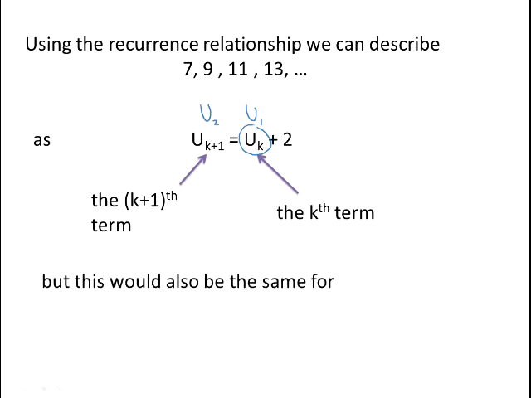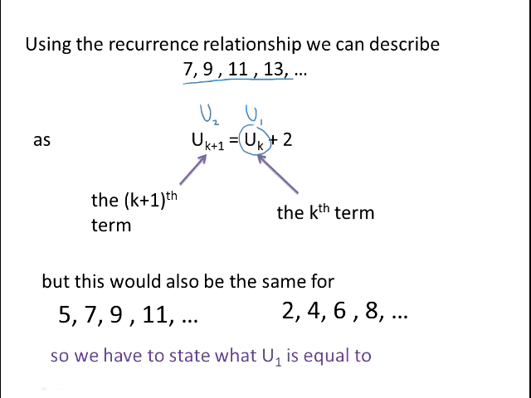Okay, but that rule there would be exactly the same for that top one up here, but it would also be the same for that previous term add 2 and this one. In fact, an infinite amount of sequences. So what we have to do, with these recurrence formulas, we always have to state what u1 is equal to. So we normally do this with a comma, and then stating what u1 is, like so.